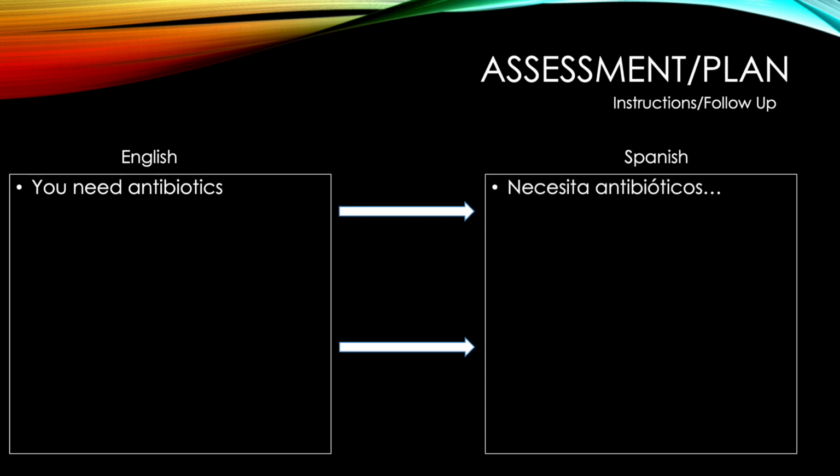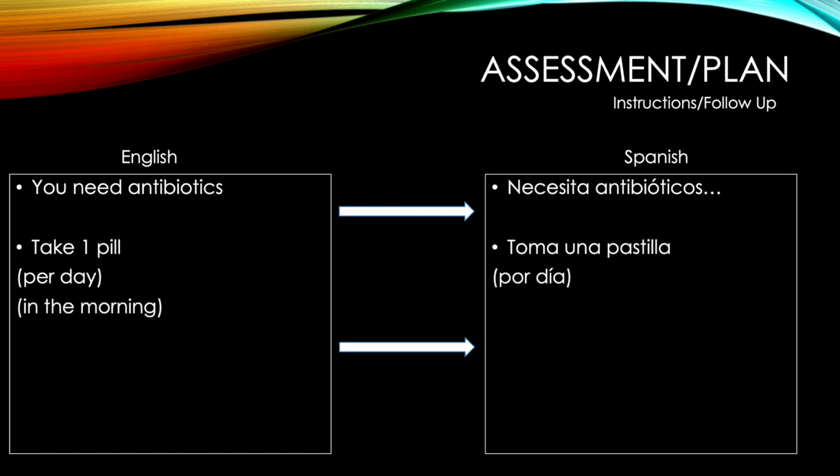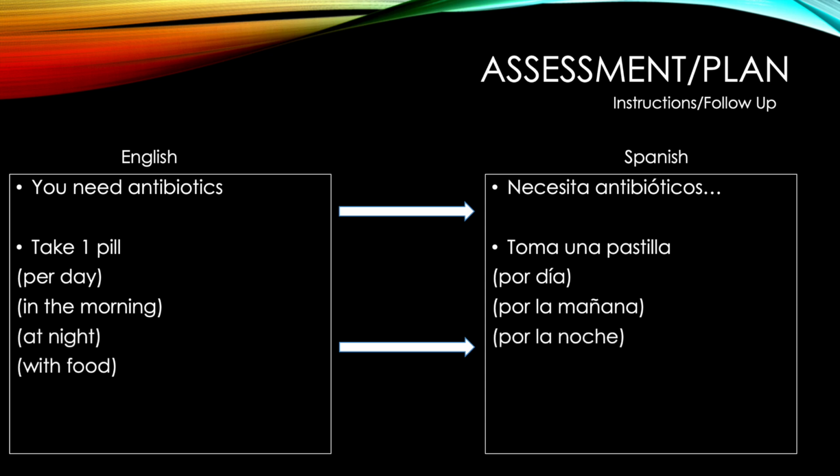Now the instructions for antibiotics vary. So let's assume that it's a pill, right? So you want to say, take one pill. You want to say, toma una pastilla. Now if you want to say per day, that translates to por día, in the morning, por la mañana, at night, por la noche, with food, con comida, or without food, sin comida. Right, so if you want to say, take one pill per day in the morning with food: Toma una pastilla por día, por la mañana, con comida.